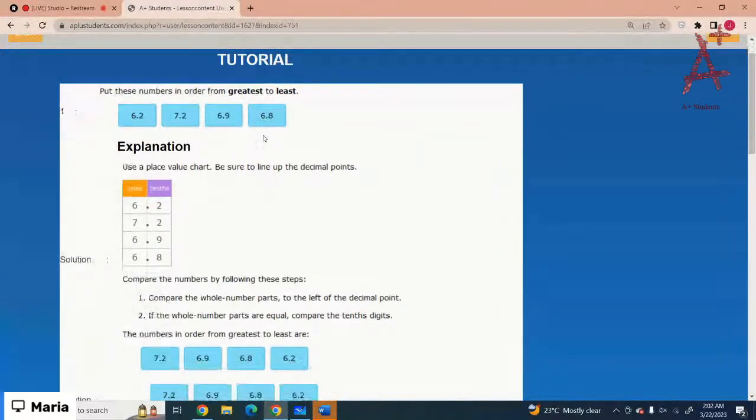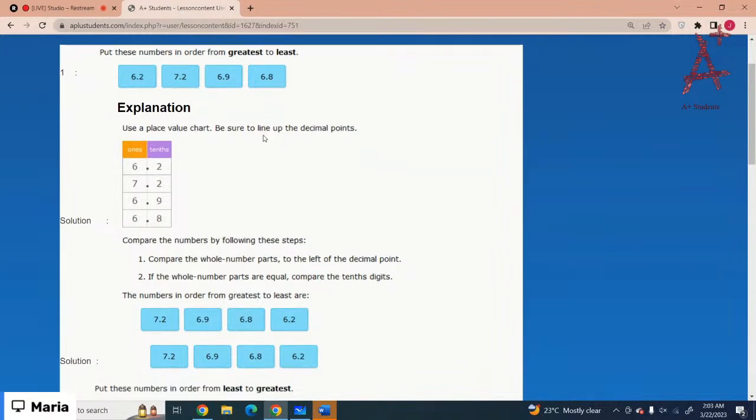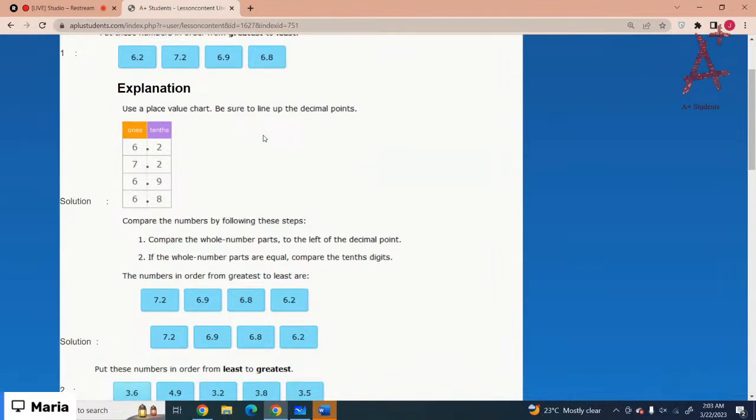Use a place value chart, but be sure to line up the decimal points. Basically, you have to arrange the numbers using the place value chart, with all of them lined up at the decimal point. Compare the numbers following these steps. Compare the whole part to the left of the decimal point. So first of all, you have to compare the whole numbers. If the whole parts are equal, compare the tenths digit. So if all the whole numbers are equal, then you have to compare the digit right after the decimal.